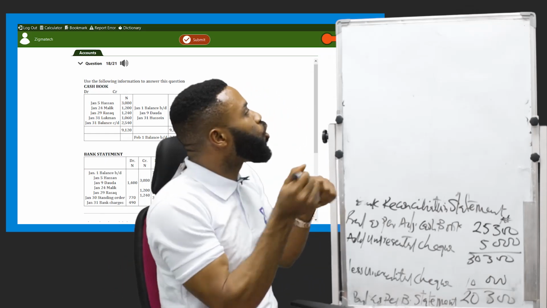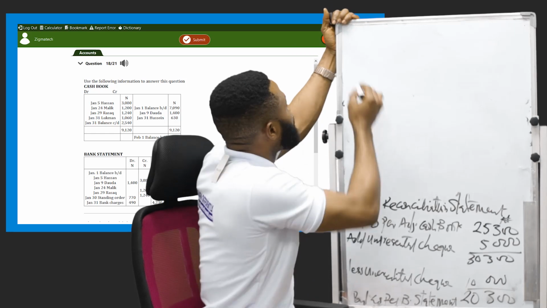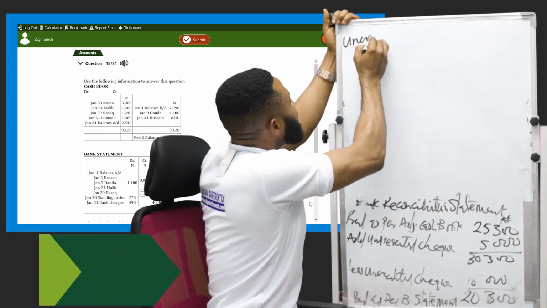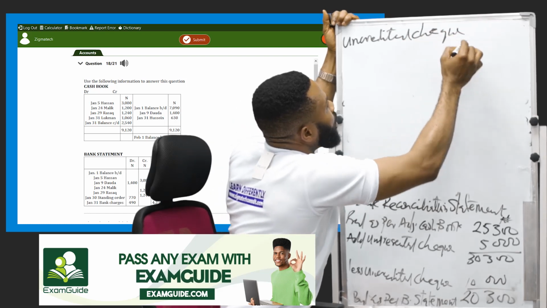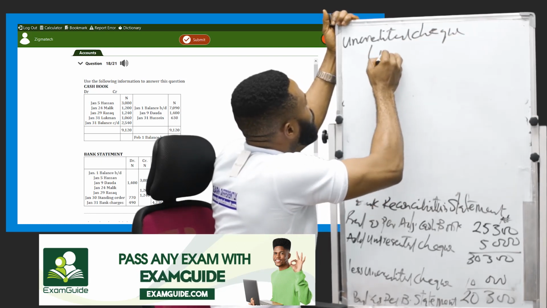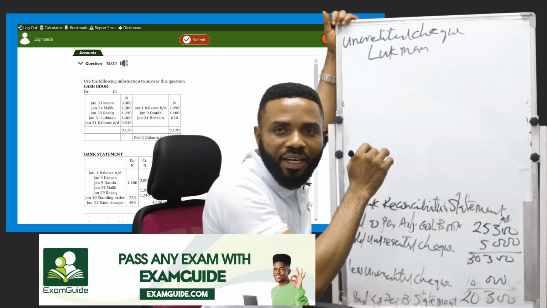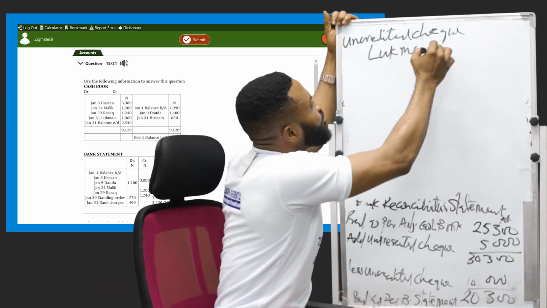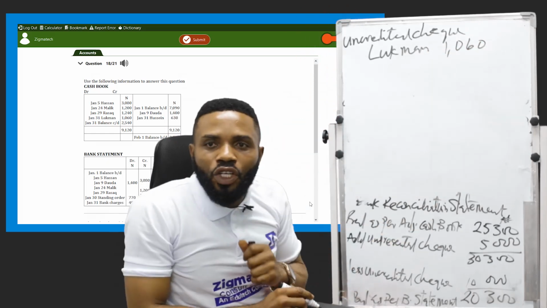We have not taken the check to the bank, so that the bank will add that money to our money. So you get a rough sheet. At the corner of your rough sheet, you just write uncredited check. Come here and write Lukman so you will not forget. How much is Lukman? Lukman there is 1,060.